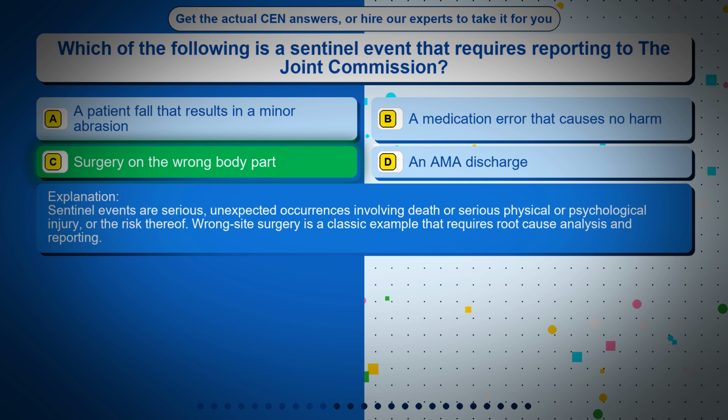Sentinel events are serious, unexpected occurrences involving death or serious physical or psychological injury, or the risk thereof. Wrong site surgery is a classic example that requires root cause analysis and reporting.